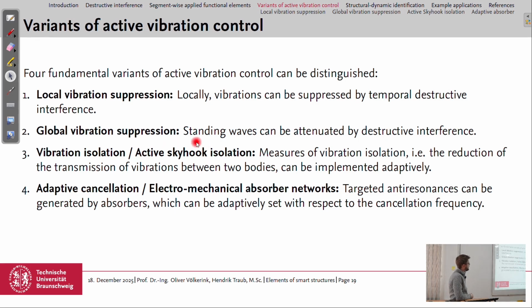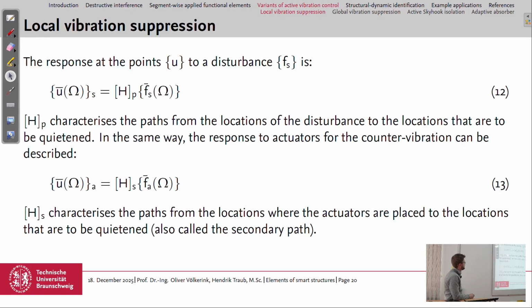And the other 2 options, we will only have a look at one slide each. One is active skyhook isolation, where we want to isolate vibrations by the use of an adaptive damper. And the other idea is to use electromechanical absorber networks, where we can adaptively set the cancellation frequency or change the vibration behavior of the system. I will show that in a few slides.